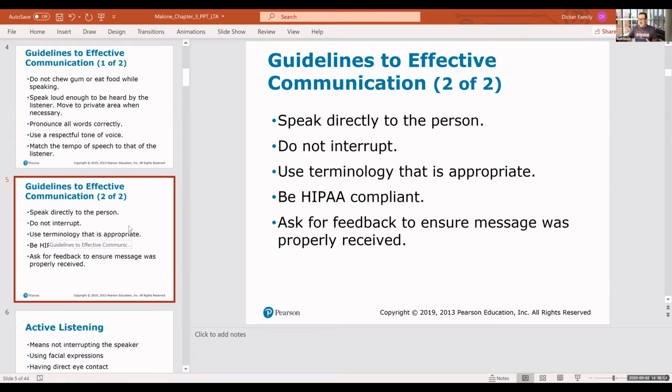Speak directly to the person. That shows active listening. Don't interrupt people when they're talking. That's just common courtesy. Use terminology that's appropriate. Again, don't use things that are above somebody's intellect pertaining to that subject.